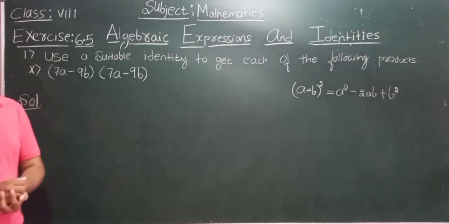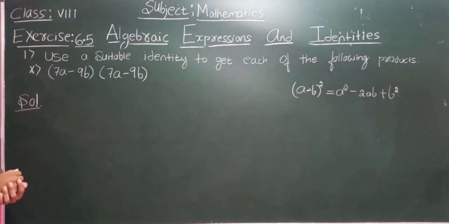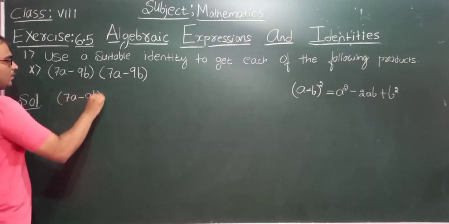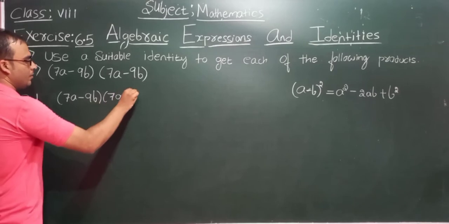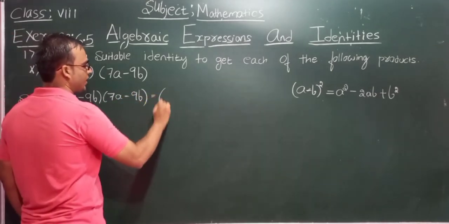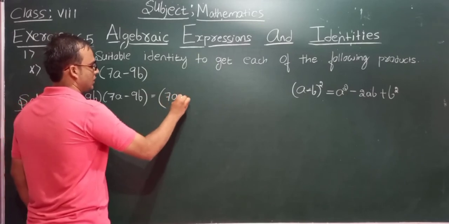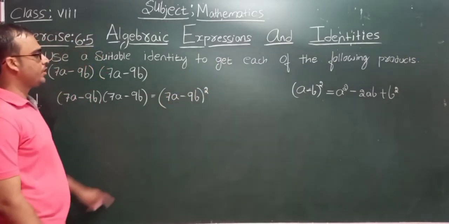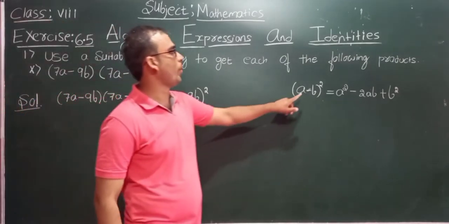Students, now let's solve 10th question. Okay, so what is given? 7a minus 9b into 7a minus 9b. Okay, so same, now. If same, then we can write 2 times 7a minus 9b. Okay, now it is of the form a minus b whole square.